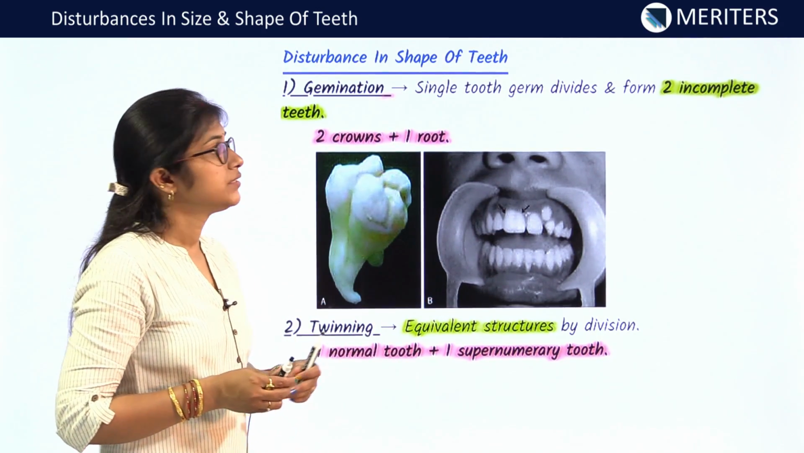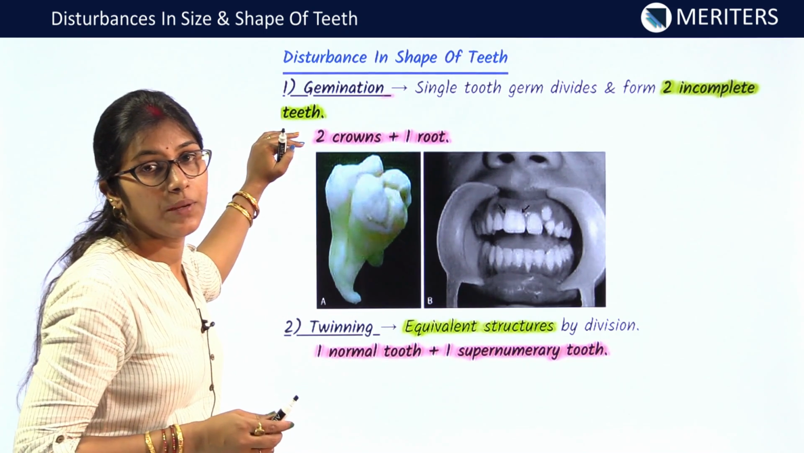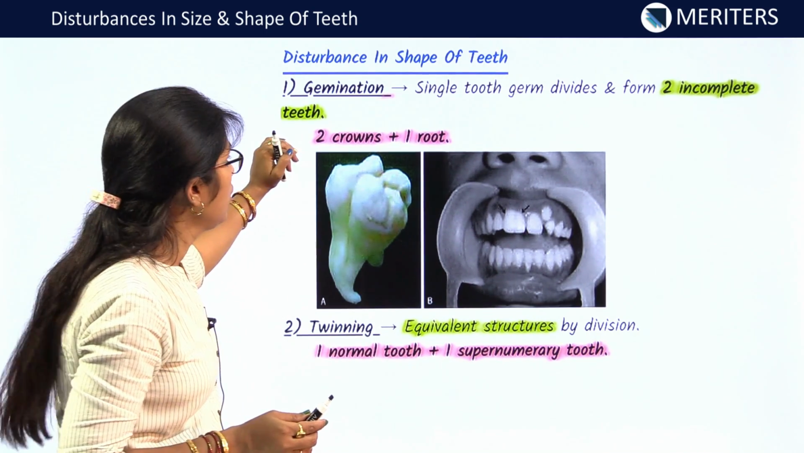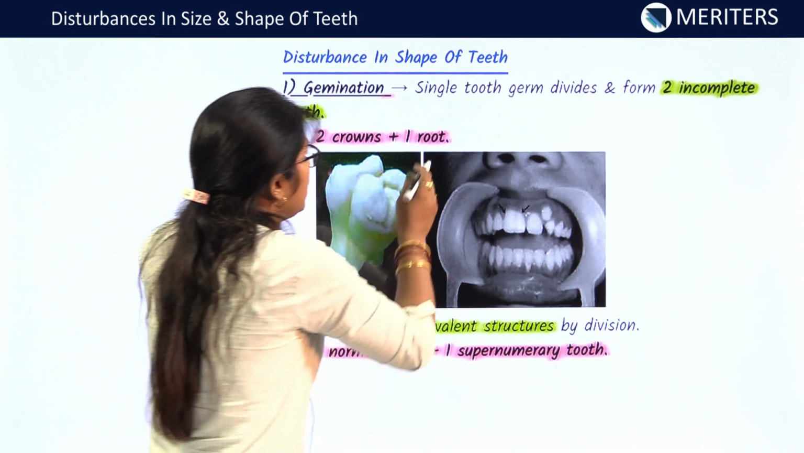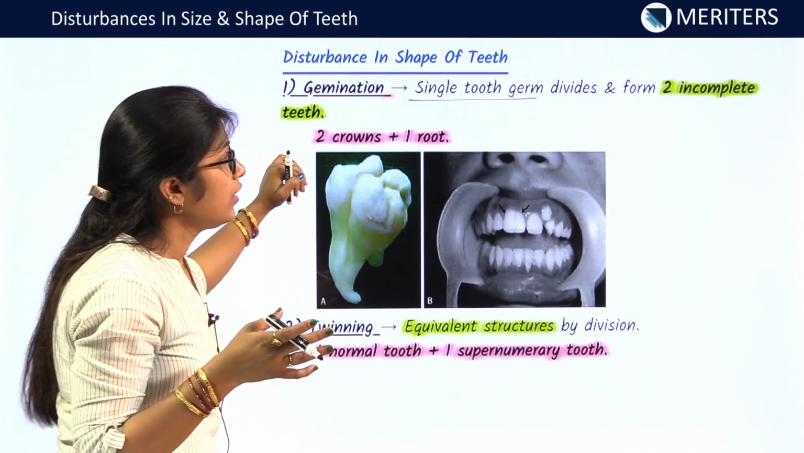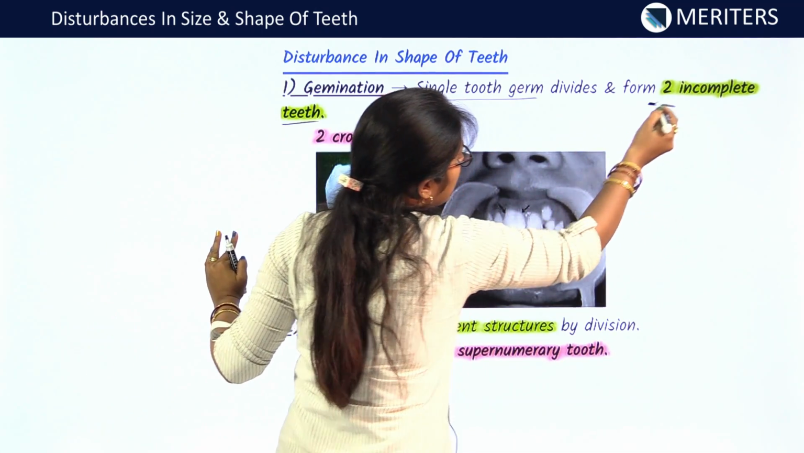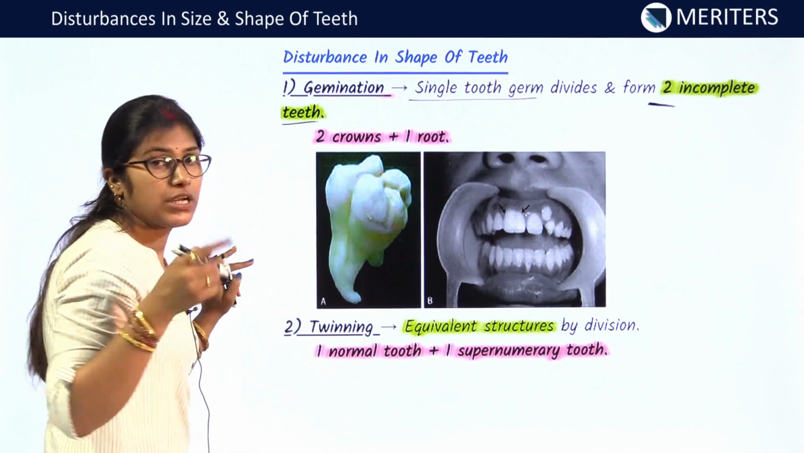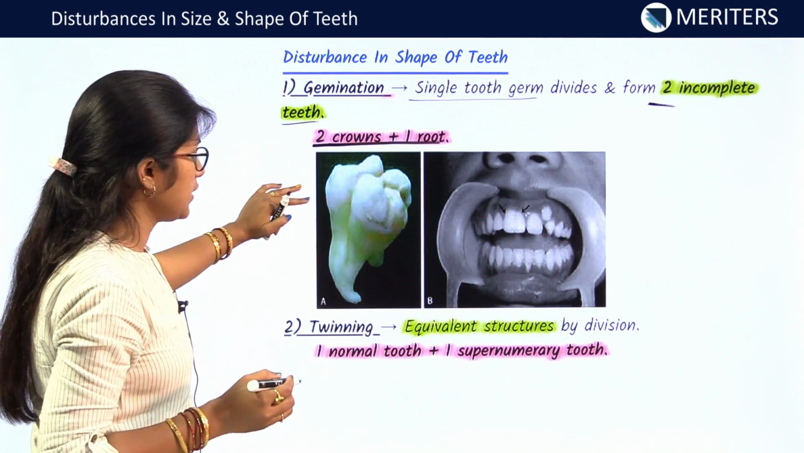Now we'll see the disturbances in shape of teeth. These terms, gemination, twinning, fusion, you should be able to differentiate between all of these. First of all we'll see gemination. What is gemination? Here a single tooth germ is dividing. It is dividing and forming two incomplete teeth. Two incomplete teeth will be formed by division of a single tooth germ, and two crowns and one root are formed.